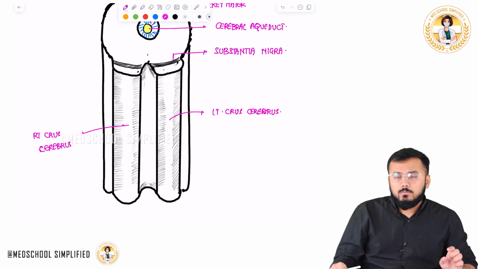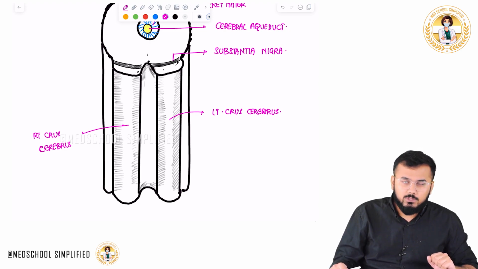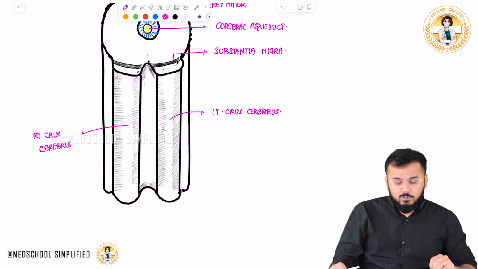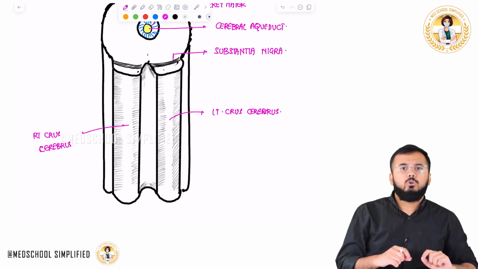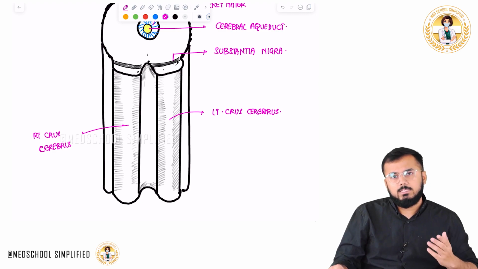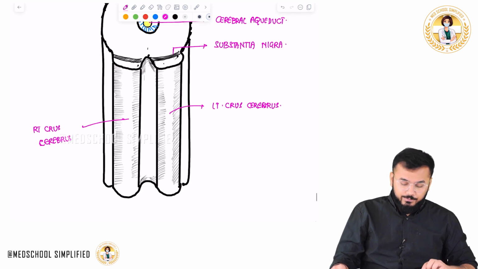Next, what is present within this substantia nigra? You have got dopaminergic neurons, which release the dopamine. So when there is deficiency, when there is damage of this substantia nigra or the dopaminergic neurons, that is what results in Parkinsonism. Okay, so this is your substantia nigra.